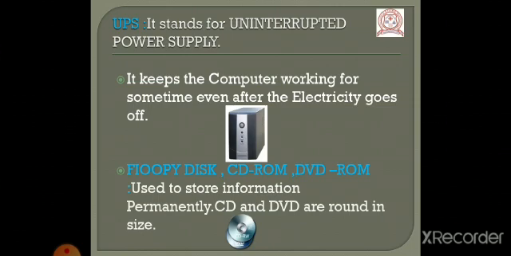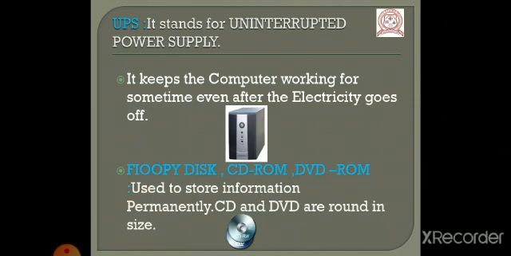Children, yet more helping devices of a computer are floppy disk, CD-ROM and DVD-ROM. These are all used to store information permanently. A CD-ROM can store more information than a floppy disk. Both CD-ROM and DVD-ROM are round and of the same size. But a DVD-ROM stores more information than a CD-ROM.